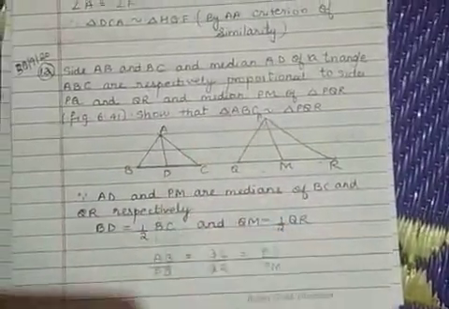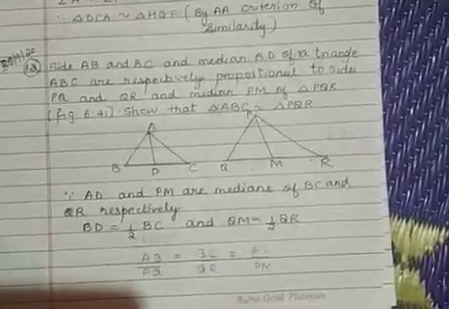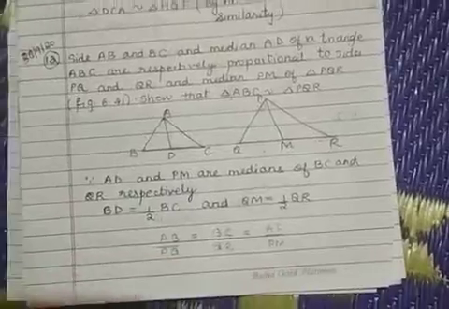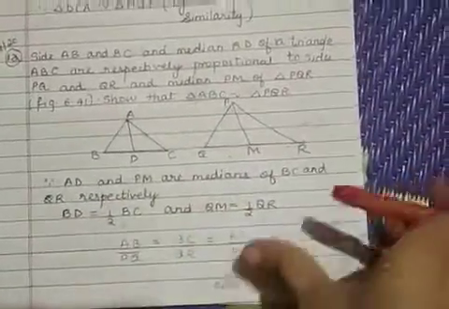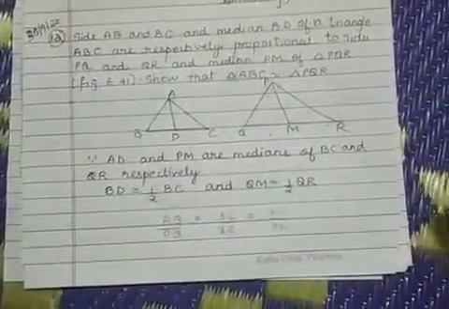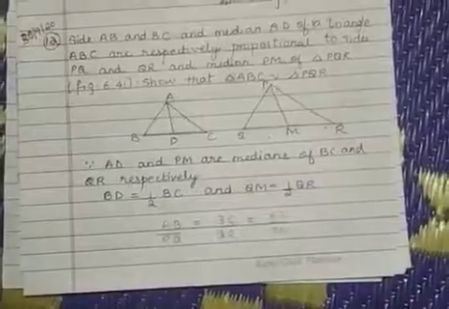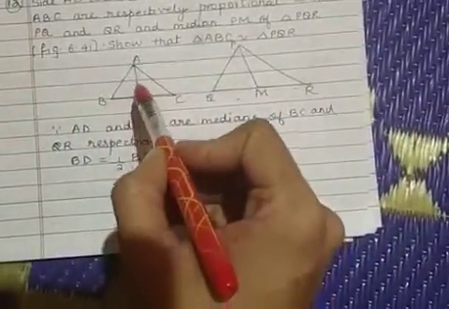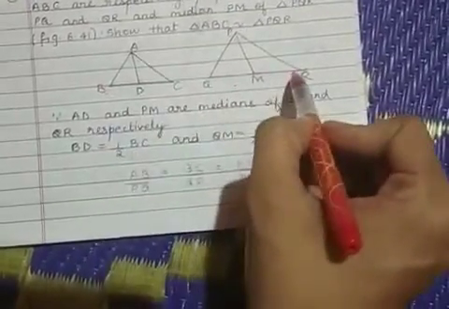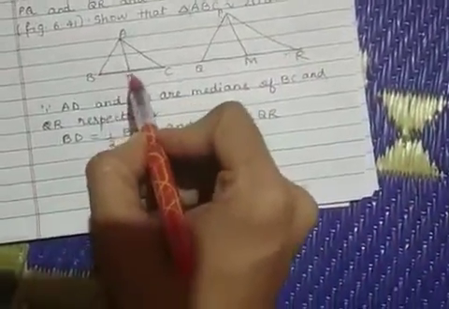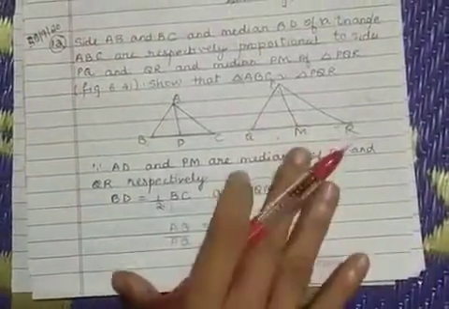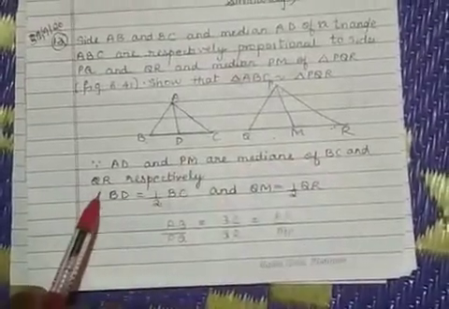To show these two triangles are similar, we have to find two conditions based on which we can say that the two triangles are similar. To do that, first we will collect all the information or conditions required based on what is given to us. It is given that AD and PM are medians of the sides BC and QR respectively. So BD will be half of BC and QM will be half of QR. Let us keep this information and see where it will be used.